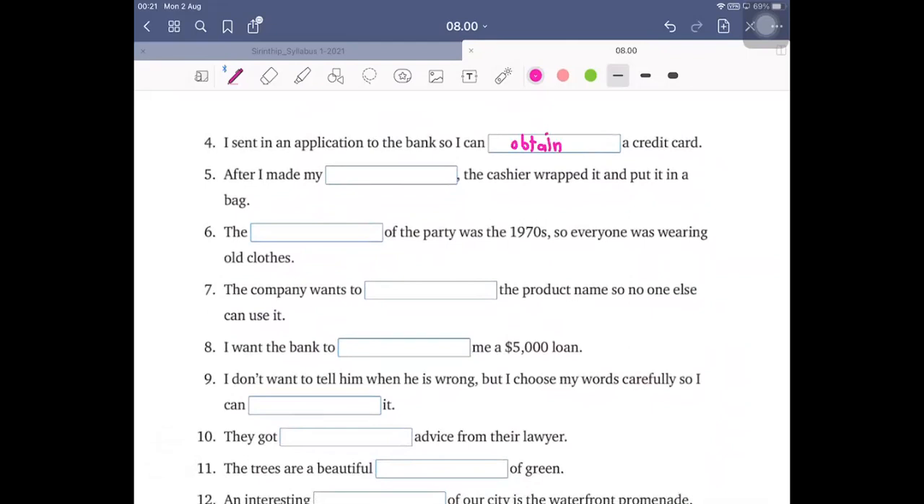Number 5, after I made my purchase, the cashier wrapped it and put it in a bag. It's the same as when you say, after I bought it. It could be whatever you just bought, okay? After I bought that product, the cashier wrapped it and put it in a bag. Okay, next, number 6, the theme of the party was the 1970s, so everyone was wearing old clothes, okay?